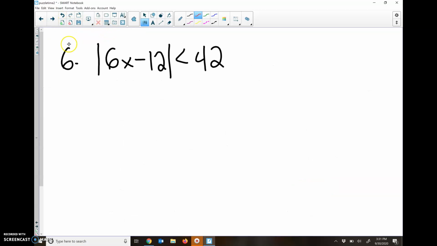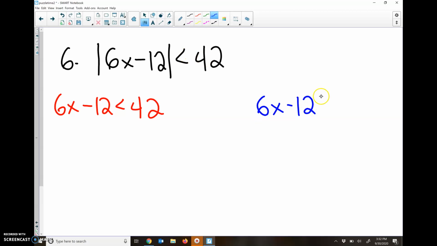All right, then we're going to look at number 6. So I got the absolute value of 6x minus 12 is less than 42. So again, first step, get the absolute value by itself, and it is. 6x minus 12 is already by itself. So I'm just going to rewrite the problem. Then remember, we're going to rewrite the second problem, flipping the sign, so greater than, and changing that positive 42 to a negative 42. Then we solve it just like normal.